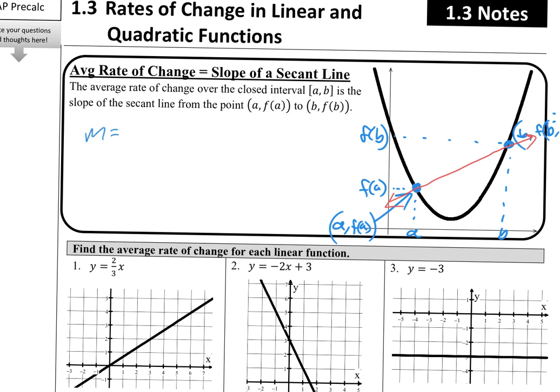I like to use m for slope. It's f of b minus f of a over b minus a. And you're also going to see me refer to it as f prime of x, this little prime here. Now, this is something we'll learn more about next year, what this means. But for now, we can use this to represent the average rate of change.